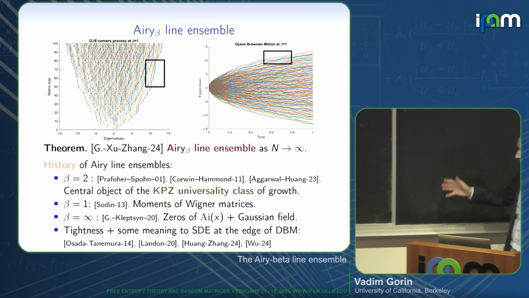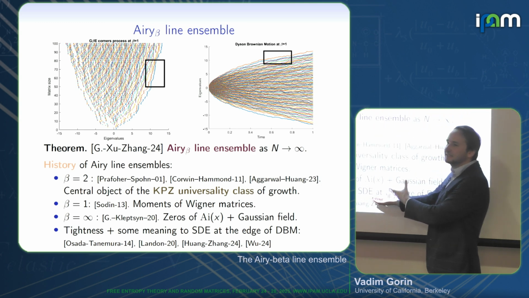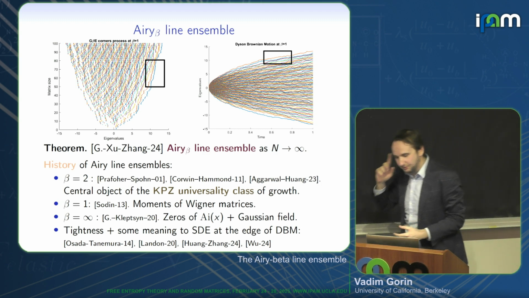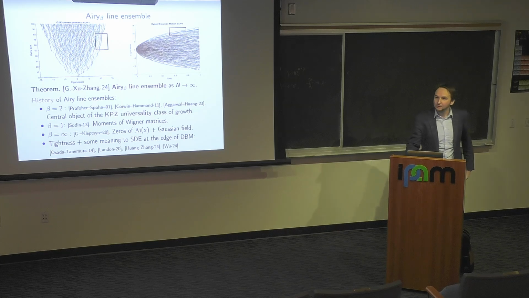And there was a series of results by different people who tried to analyze in what sense you can make sense of this Dyson-Brownian motion as an SDE in the limit of n goes to infinity, and how to make sense of what beta equals infinity means here. What object is that? There will be a slide on that, so you will see it right away. I will go into more detail.